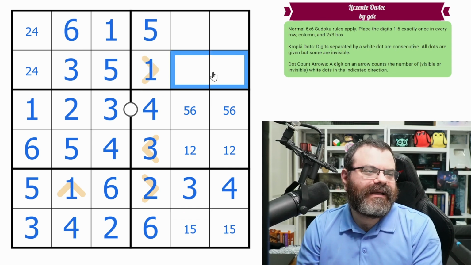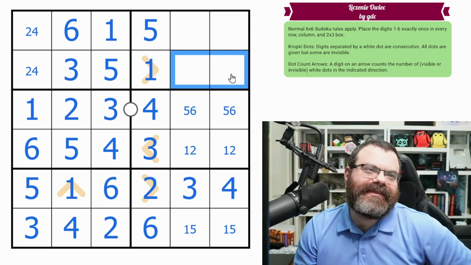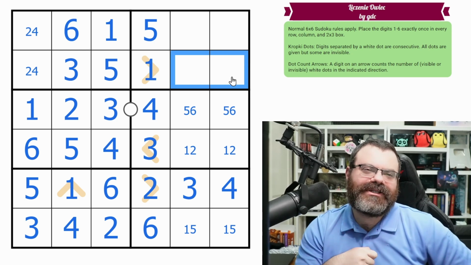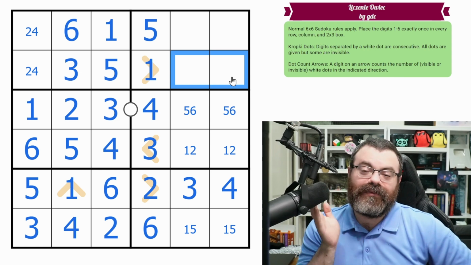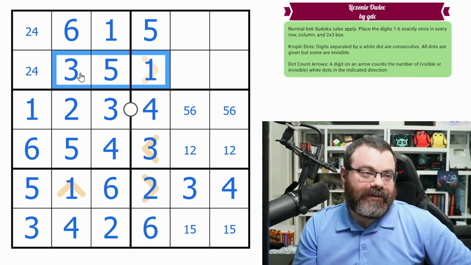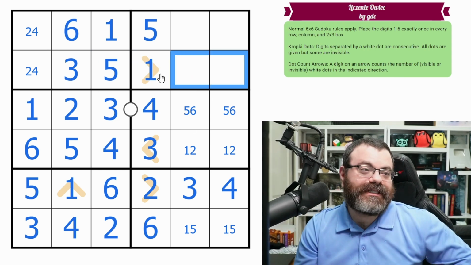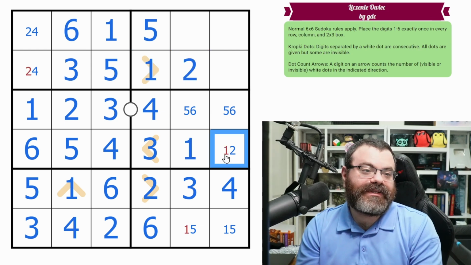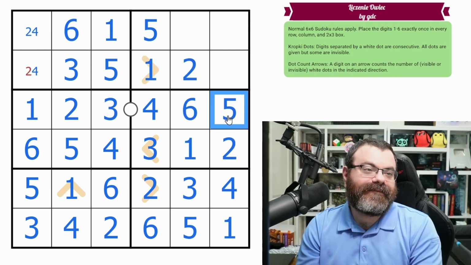This could be 1, 2. Otherwise, these are consecutive. Actually, I can prove very easily that these two are not consecutive, because 2 consecutive digits always have 1 even and 1 odd. All our odds are gone. So if these aren't consecutive, then these must be. So that's a 2. That's 1 and 2. That's 5 and 1. That's 6 and 5.